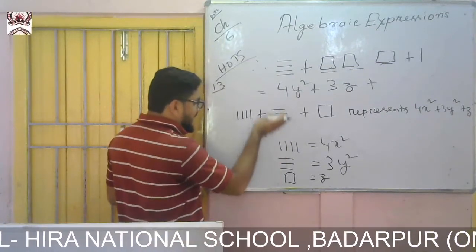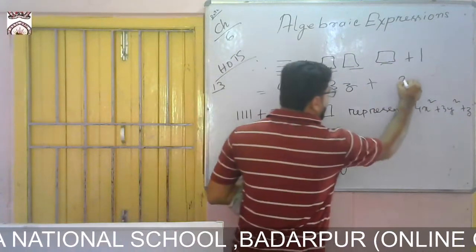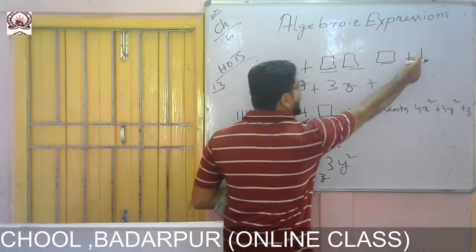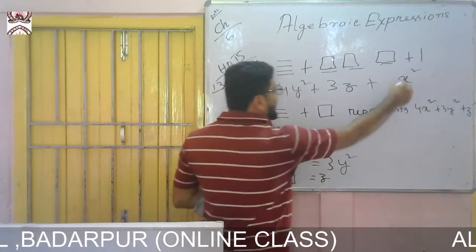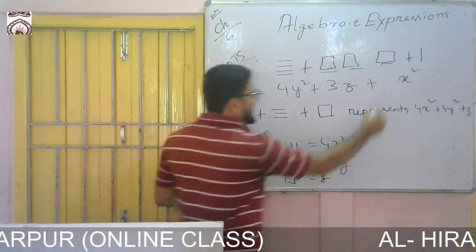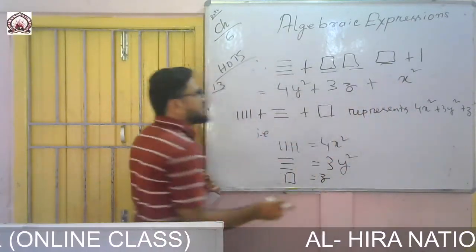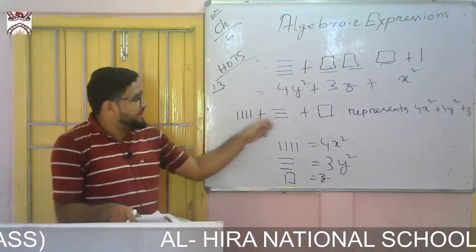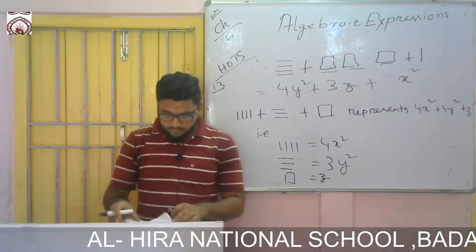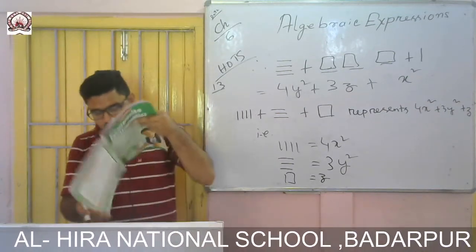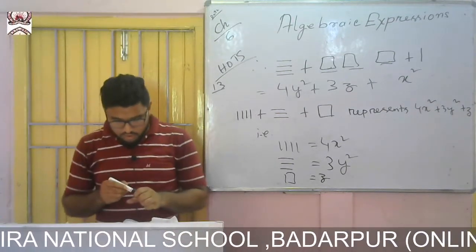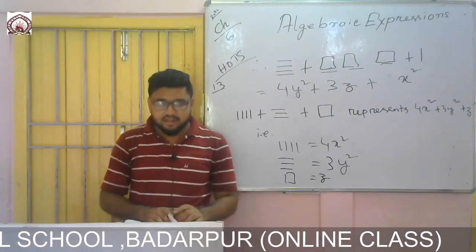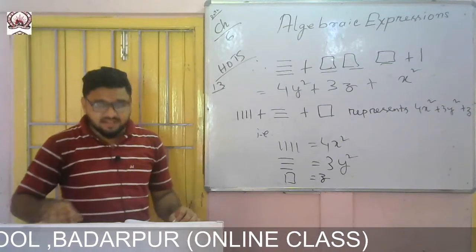So 3z plus, a vertical line represents x square. There is only 1 vertical line, so only 1 x square, and 1 no need to write. So only x square. That is the algebraic expression from the given symbol. Okay, so this is the end of exercise 6a. Now we shall start exercise 6b.